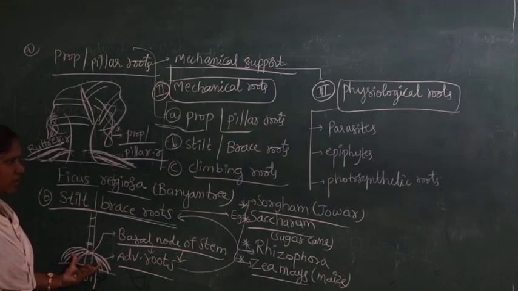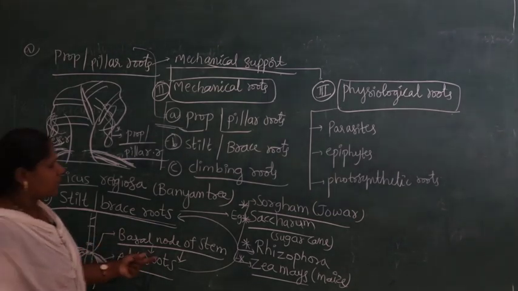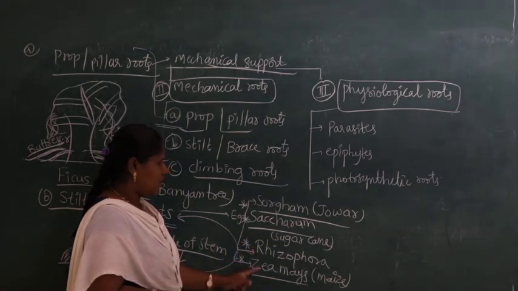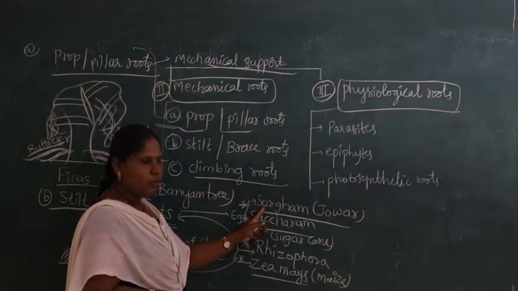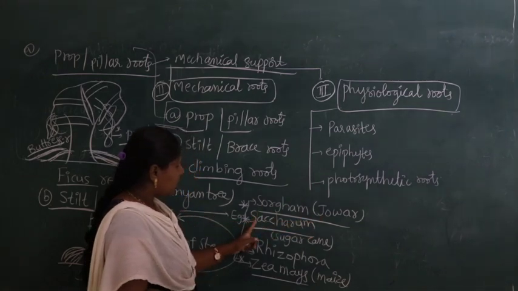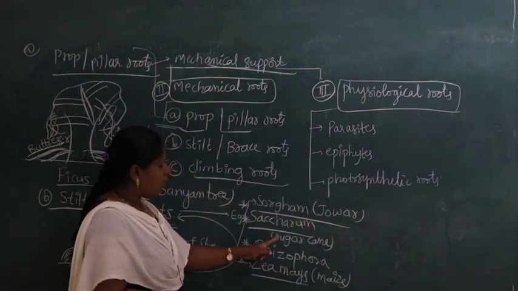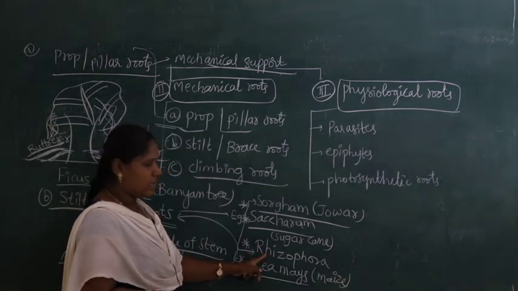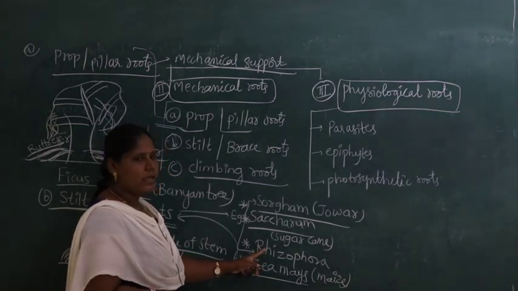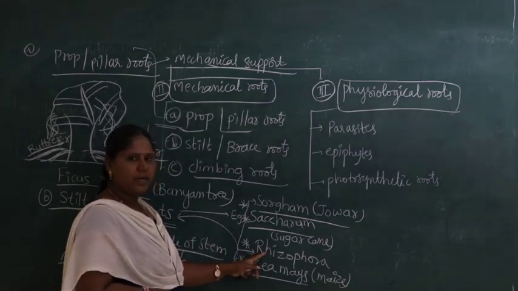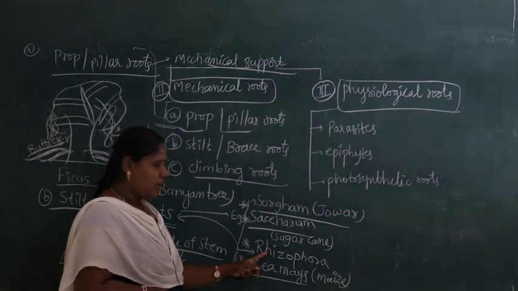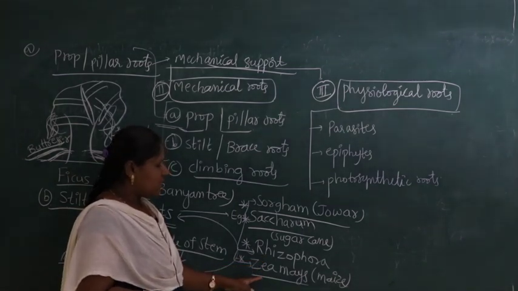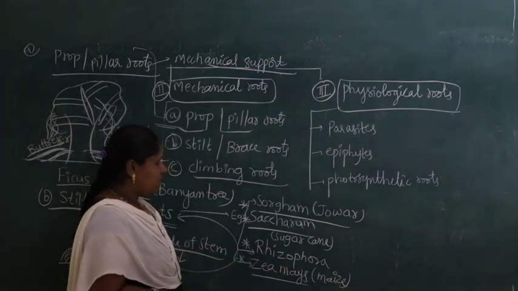Here also they provide mechanical support. What are the examples we can take? Sorghum, Saccharum, Rhizophora, Zea mays. Sorghum is a scientific name, common name is jowar. Saccharum is a scientific name, common name is sugarcane. Rhizophora, you know Rhizophora we discussed earlier, right? Rhizophora also contain what? Mangroves. What type of roots they contain? Halophytes I said. Mangroves, respiratory roots, right? And Zea mays commonly called as maize.